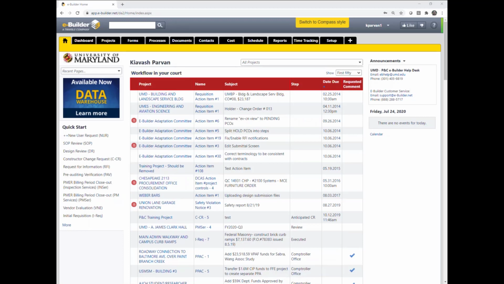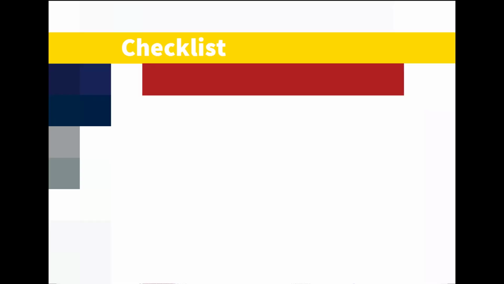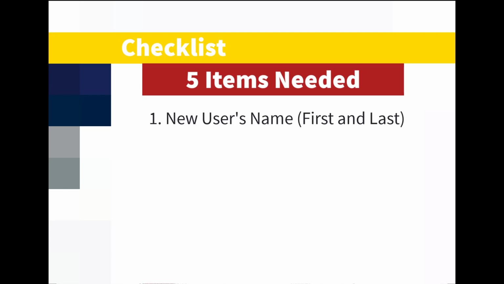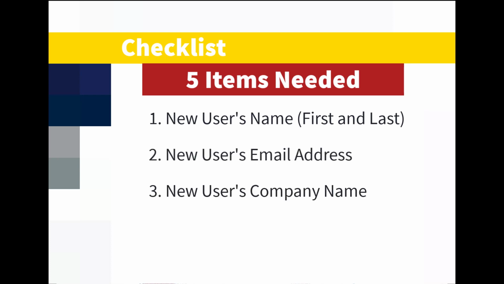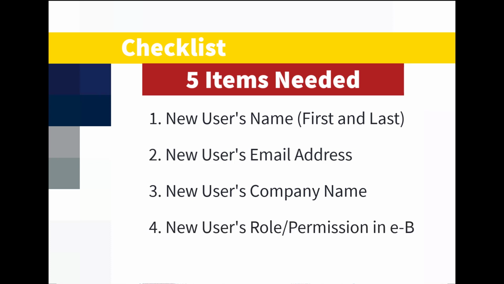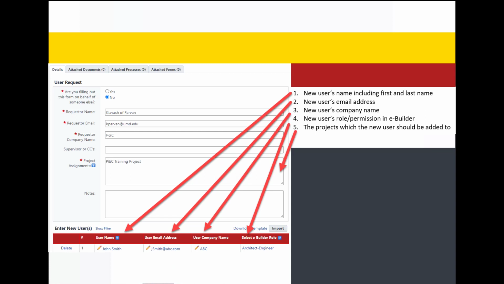Whichever method you use to receive the Add New User request, you need to make sure the following information is available to you before going to the next step. 1. New user's name including first and last name. 2. New user's email address. 3. New user's company name. 4. New user's role and permission in eBuilder. And 5. The projects which the new user should be added to. Here is the data field mapping for the above required information.